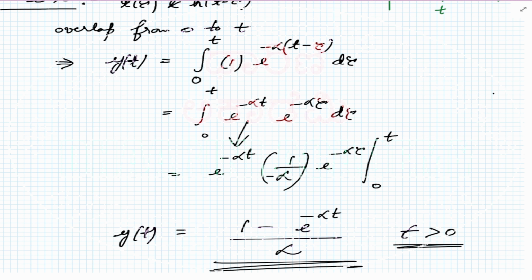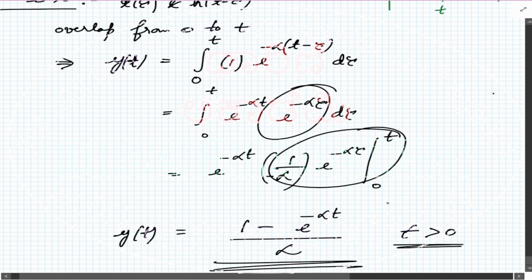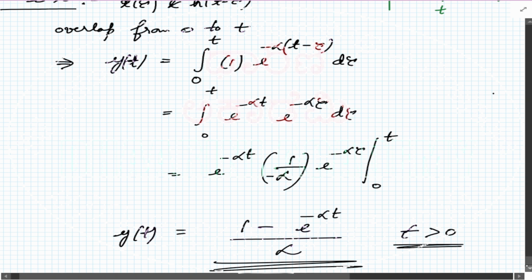The integration happens with respect to tau, right? So any term which does not have a tau is a constant. So e to the minus alpha t has no tau, so no need to integrate it. It's a constant, so I take it out and integrate only the e to the minus alpha tau. You have this part, put the limits, you get this answer. Are you okay? I hope this is fine.